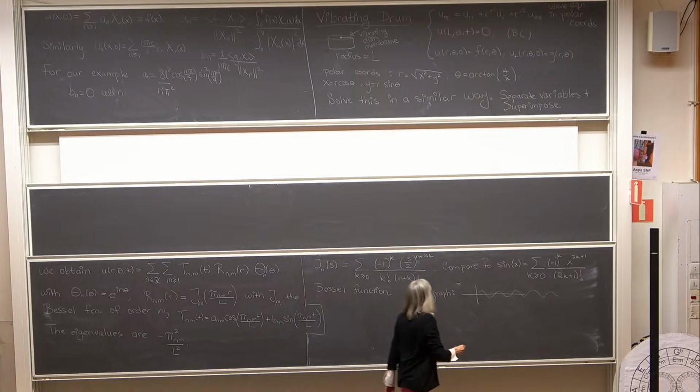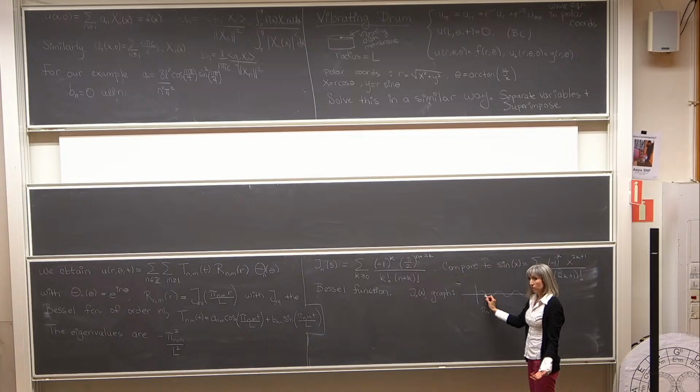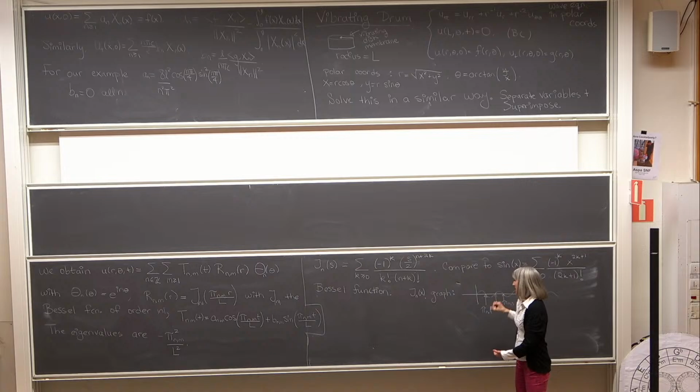So this is pi, say, n1. It's the first place where this Bessel function is zero. And then this is the second place, and this is the third place. And there are infinitely many places where these functions are zero. And these places are special numbers.